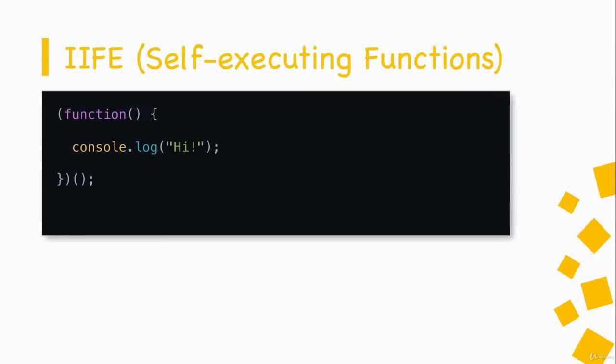And that is how you use IIFEs. These are immediately invocable function expressions. This is an anonymous function that gets self-executed, which means that right after it is defined, it's executed. So if you run this code, unlike the very first example, we actually get the string hi logged to the console, because this function is defined and it's immediately invoked at the same time, which means the code gets executed.